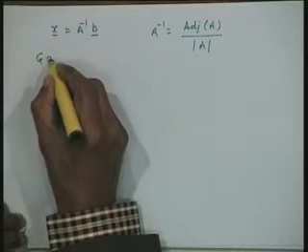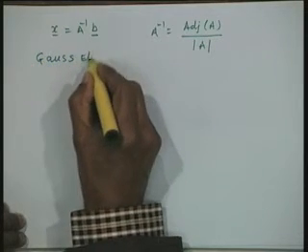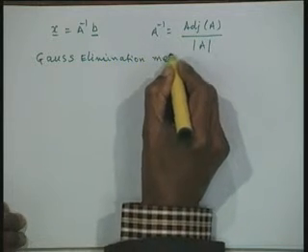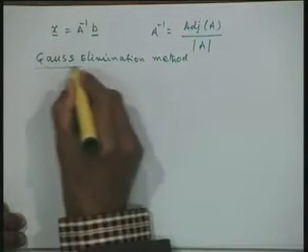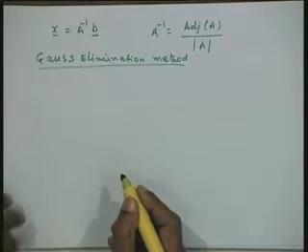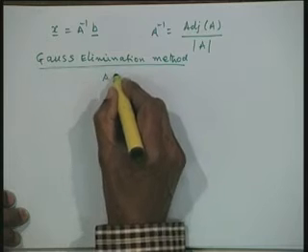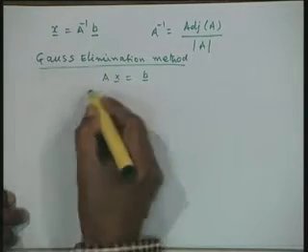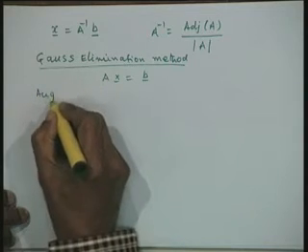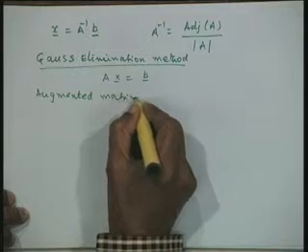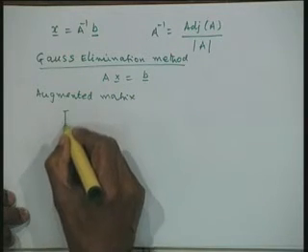The first method that we would do in this direction is called the Gauss elimination method. What we have here is our system of equations Ax is equal to b. Then I will write down the augmented matrix for this system. The augmented matrix is A B.